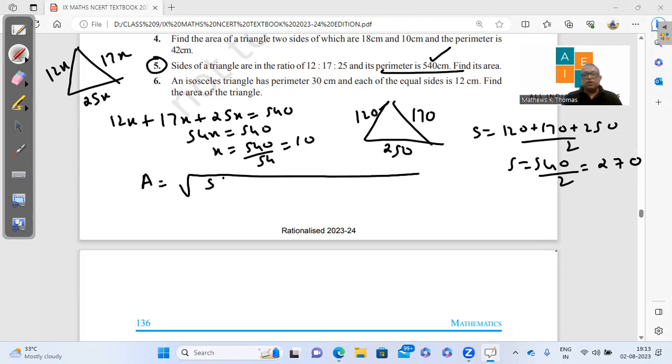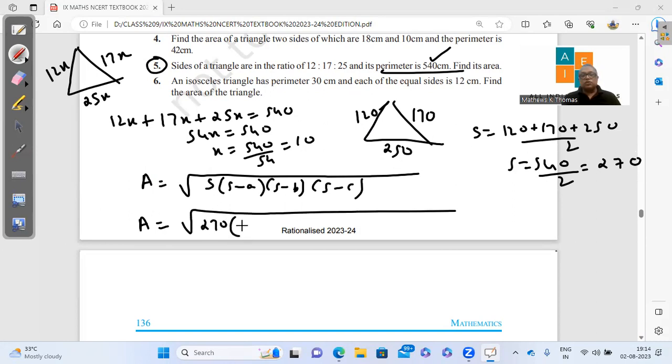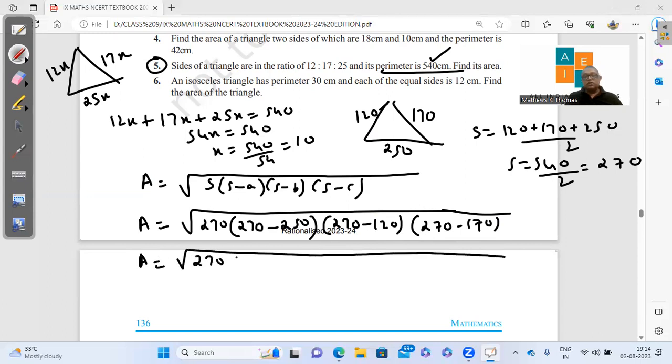Now we will use Heron's formula S minus A, S minus B, S minus C. So area will be root of 270 into 270 minus A, that's 250. 270 minus B, that is 120. 270 minus 170, that's S minus A, S minus B, and S minus C. We've got 250 first side, 120 second side, and 170 as the third side. As I said, the order doesn't matter. So here I'm going to write this as 270. This will be 20. This is going to be 150, and this is 100.